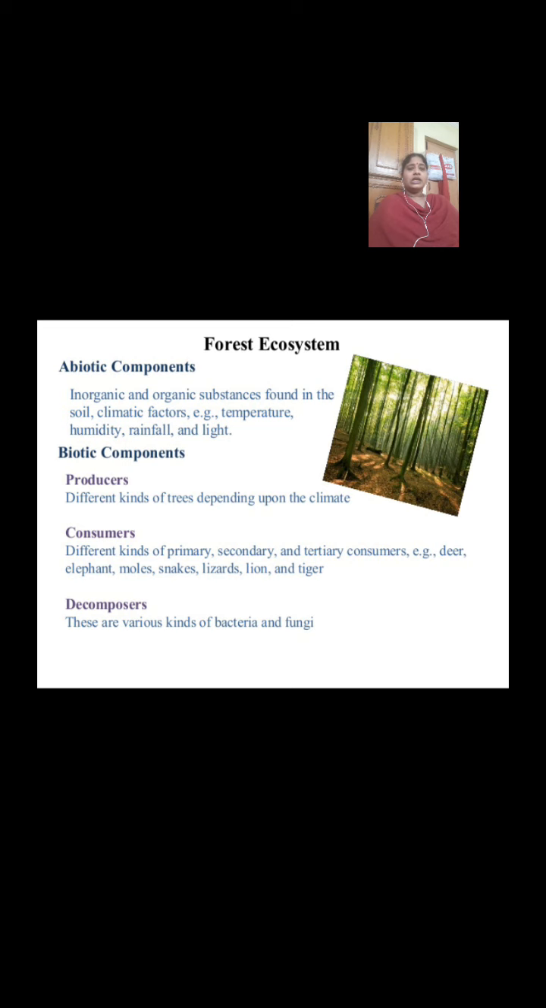Okay. So what are the three types of biotic components? It might be forest or desert or skin or any other kind of ecosystem. Biotic components are three types. They are producers, consumers, decomposers. So different varieties of plants present in the forest we can give as examples of producers. Different varieties of animals present in the forest we can give as consumers.